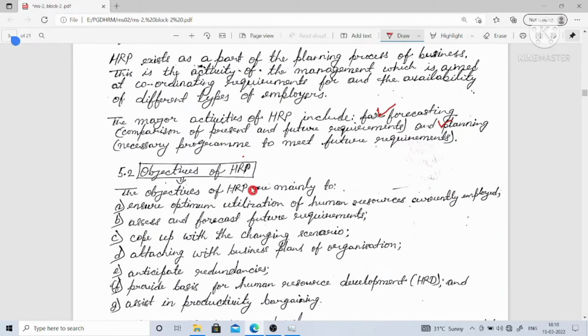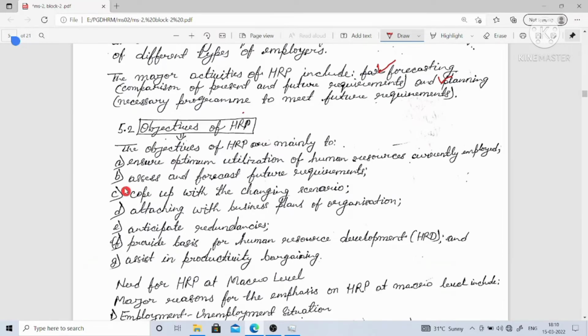Objectives of human resource planning. The objectives are mainly to ensure optimum utilization of human resources currently employed. Means whatever number of people are currently employed in the organization, how those people can be utilized in a better way. That is the first objective. Second, assess and forecast future requirements. So how many people are going to be required in the future, that assessment is also an objective of human resource planning. Third, cope up with the changing scenario.